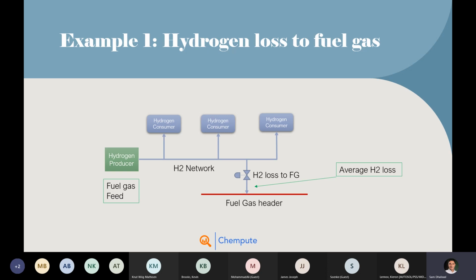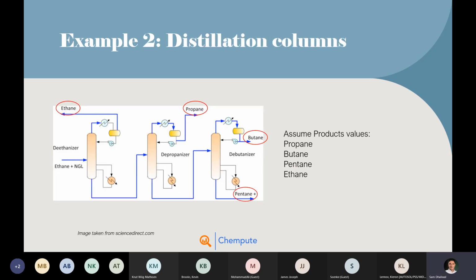Those benefits will be quite big. My second example is a distillation column example, and this image has been taken from sciencedirect.com. It's showing you a set of 3 distillation columns: a deethanizer, depropanizer, and a debutanizer. The objective here is to separate into the 4 different products: ethane, propane, butane, and pentane. Let's assume the product values are: propane is the most valuable, followed by butane, pentane, and ethane is the least valuable.